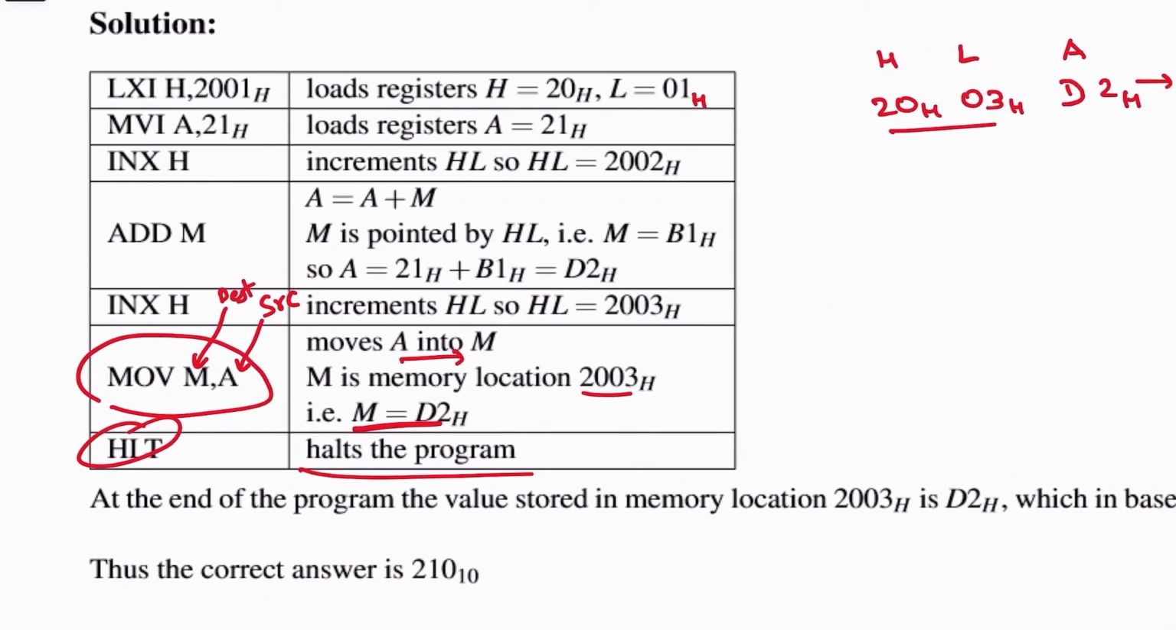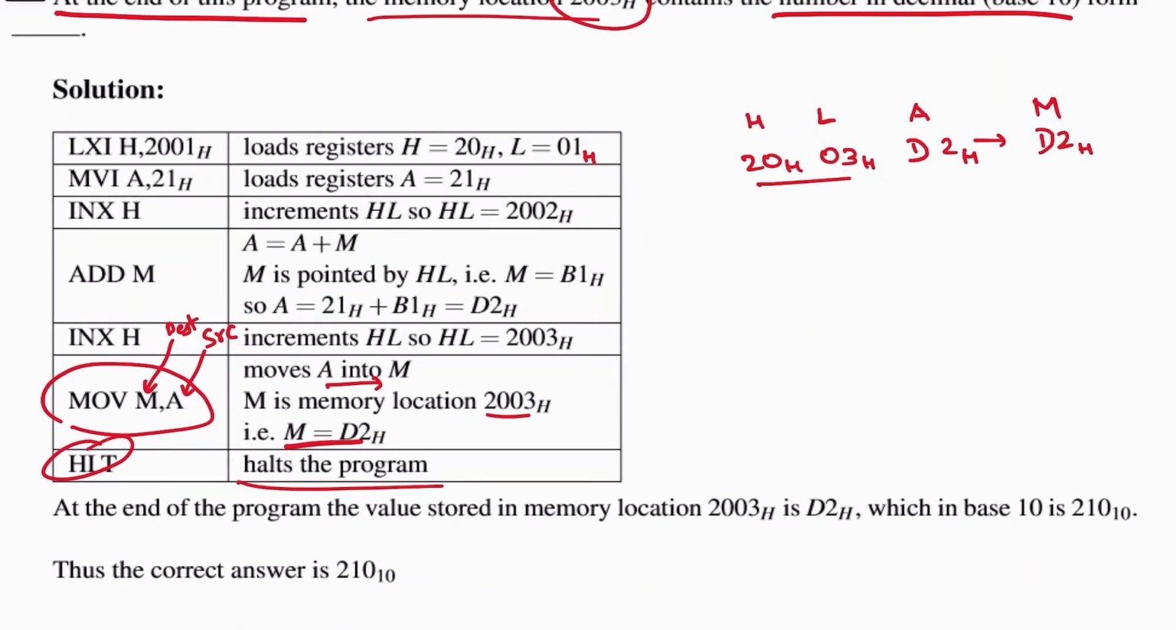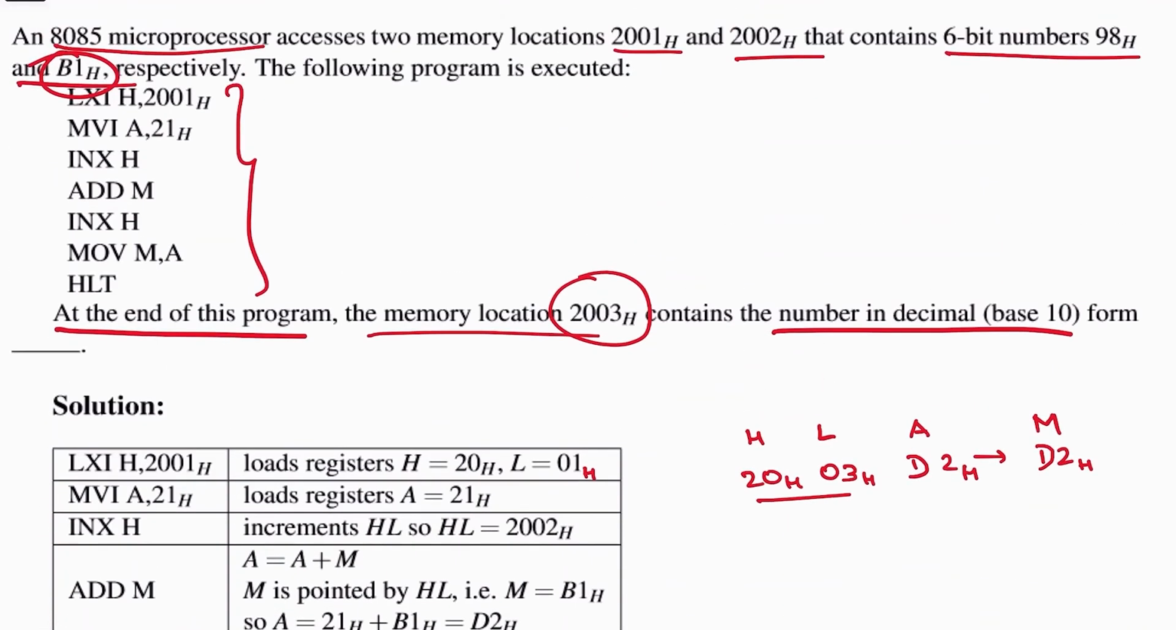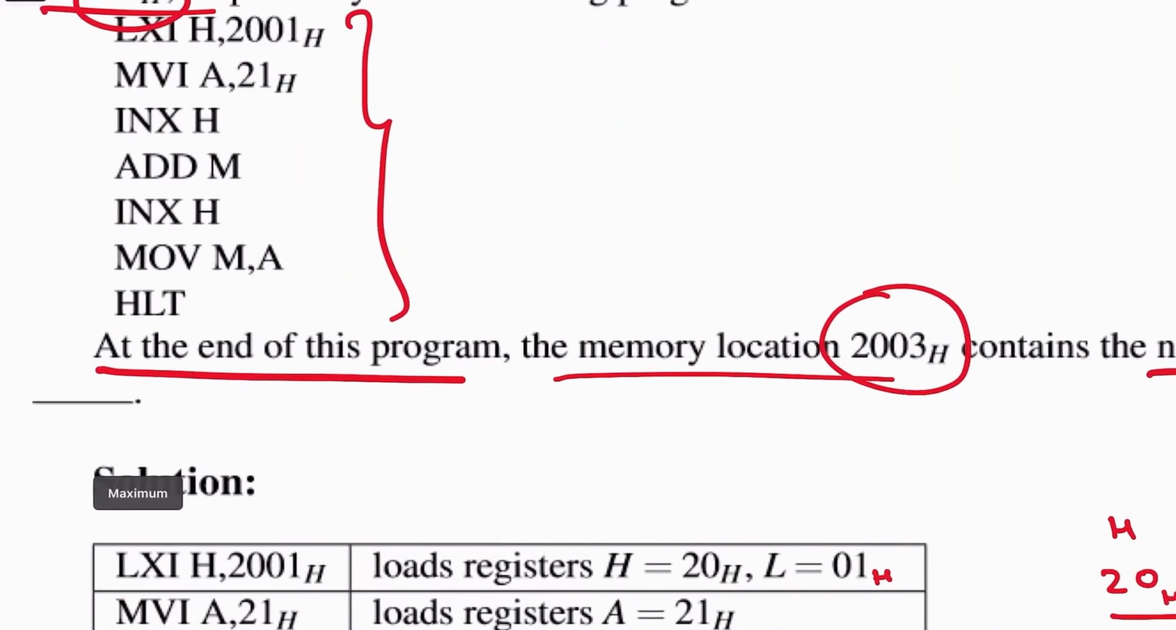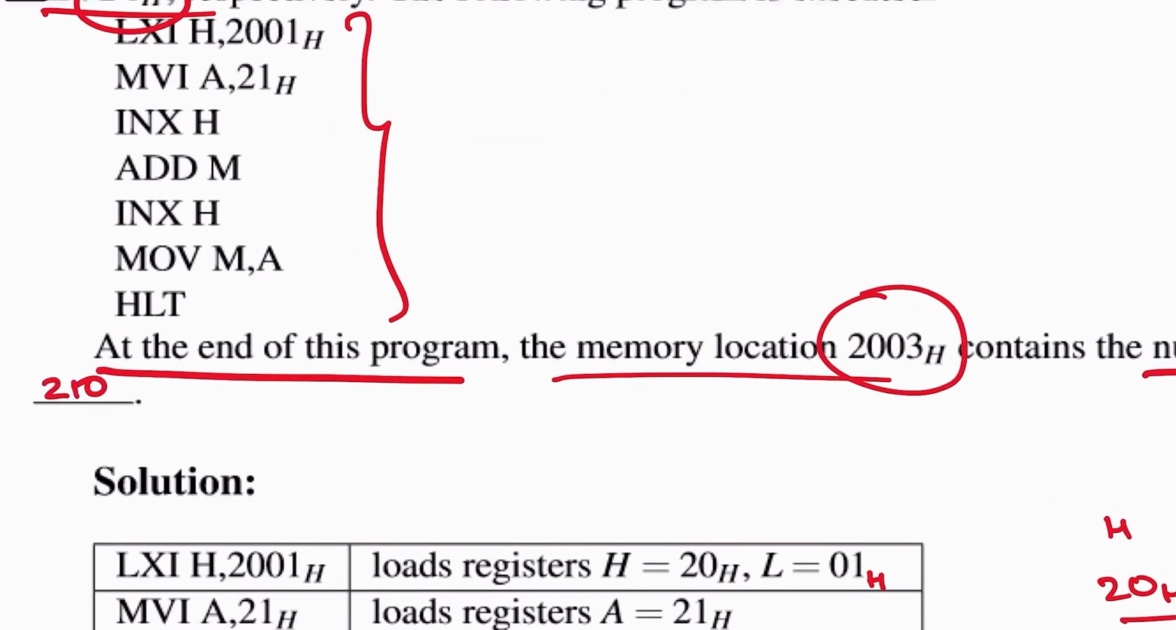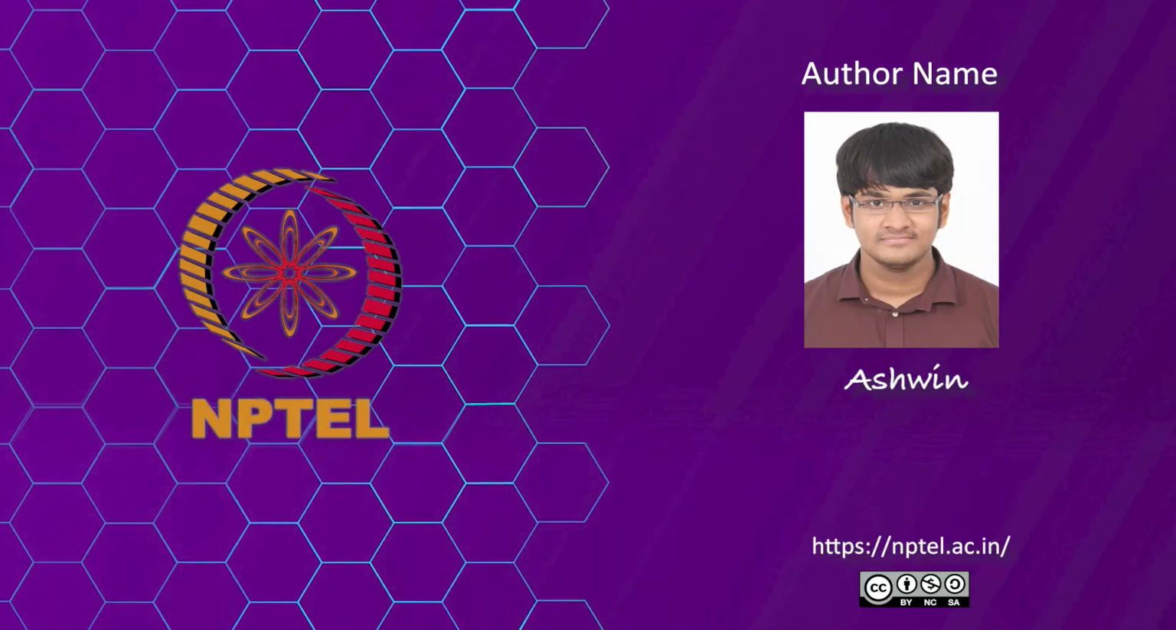So at the end of the program, the value stored in the memory location 2003 is D2H, which in base 10 is 210. You would have to do the D times 16, the 2 times 1, and then add the two results. You would get 210 in base 10. So the correct answer is, of course, 210.